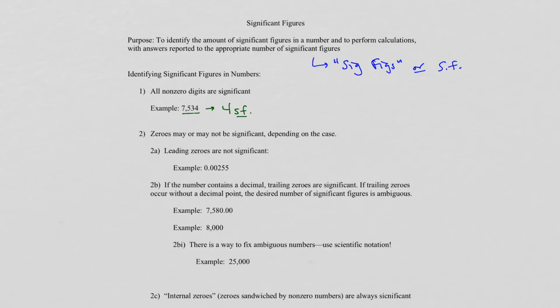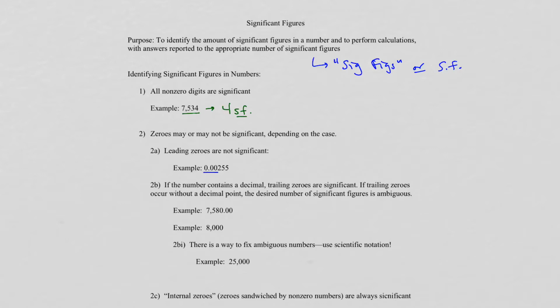Zeros, on the other hand, are where things become a little bit confusing. Zeros may or may not be significant, and there are a few cases where we need to be able to discern whether they are or are not. Leading zeros are not significant. So, for example, 0.00255 has 3 significant figures: the 2, the 5, and the 5. These zeros are merely telling me that this number doesn't start until the 1000th place. That's all they're doing. They're placeholding. They're not necessarily a specific measured value.